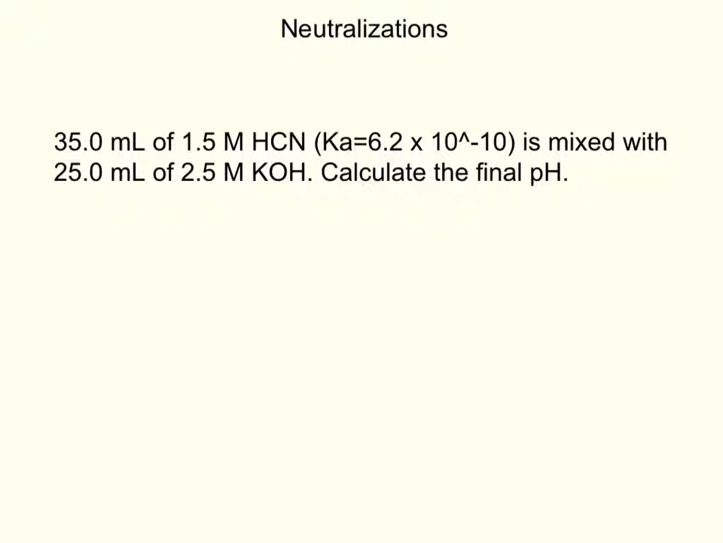What about when we mix acids and bases together? Well, when we do that, we have reactions called neutralizations, because some of the acid or some of the base is getting neutralized by the other compound. So first we're going to talk about neutralization reactions where we have a strong acid or base in excess. So for example, 35.0 milliliters of 1.5 molar HCN with this Ka is mixed with 25 mL of 2.5 molar KOH. Calculate the final pH.